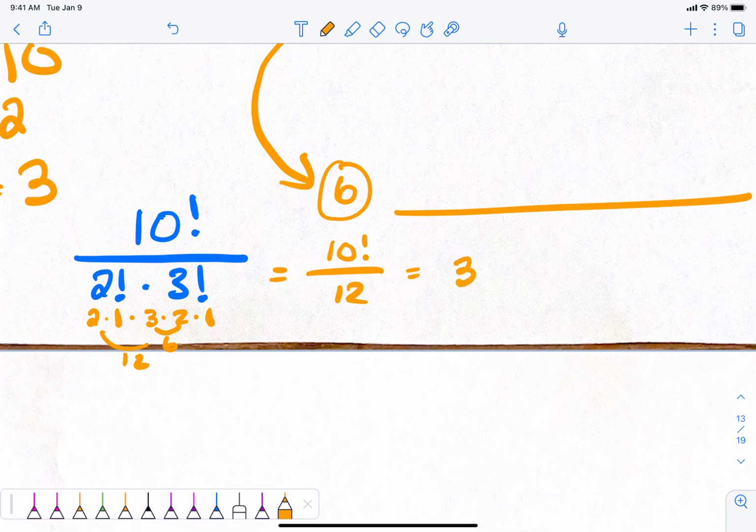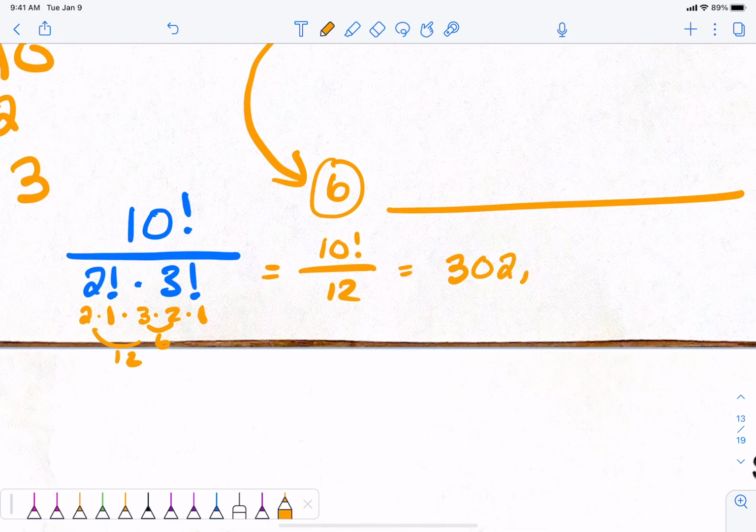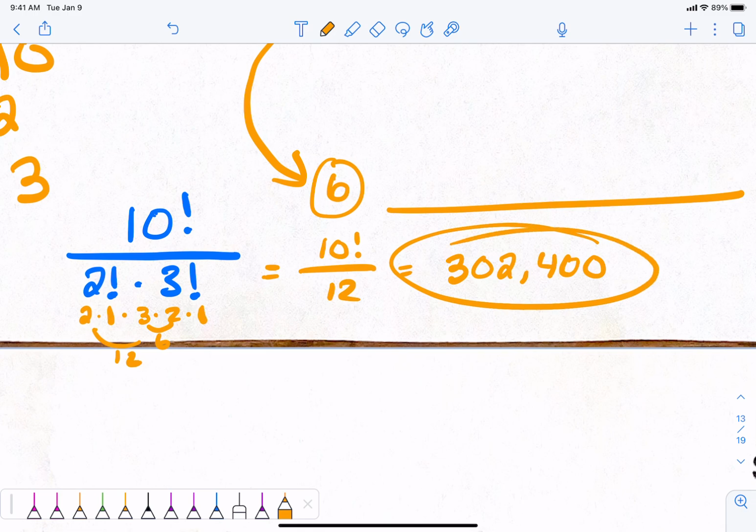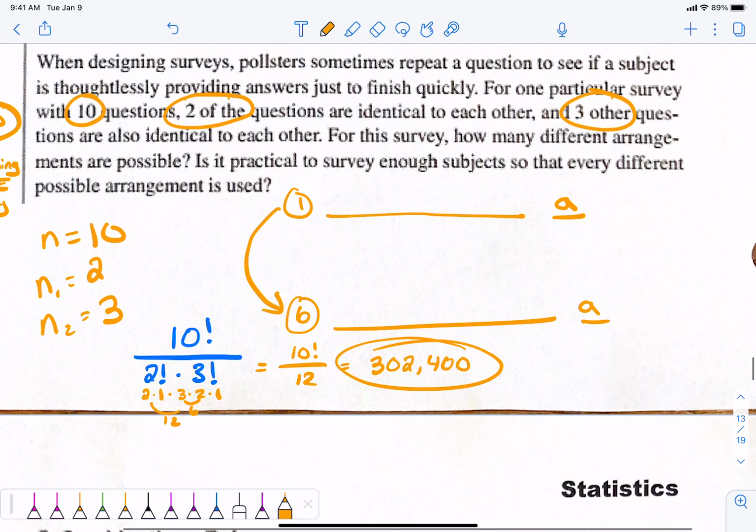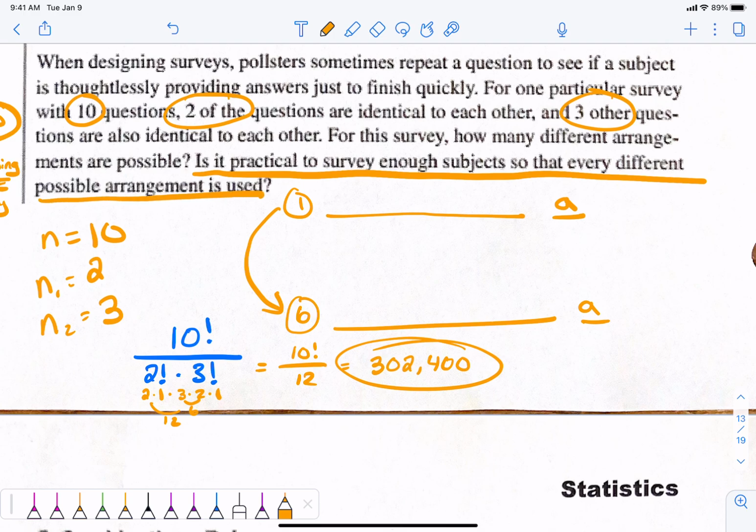302,400. Oh my gosh, that's a lot. That's still a lot of different ways that I can do that. Is it practical to survey enough subjects so that every different possible arrangement is used?